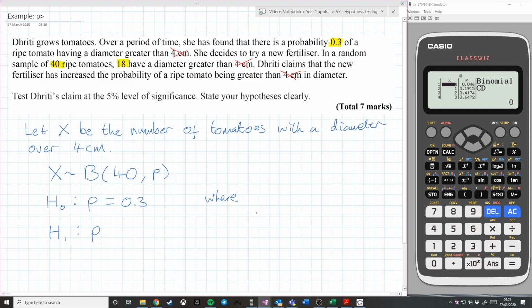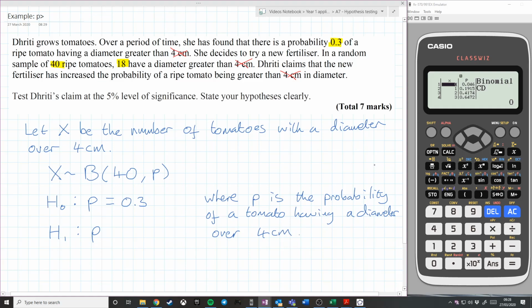While I'm writing down what P is, have a look, decide what you think it is going to be: less than, greater than, not equal to. There is a hint on the screen. So P is the probability of a tomato having a diameter over 4 centimeters.